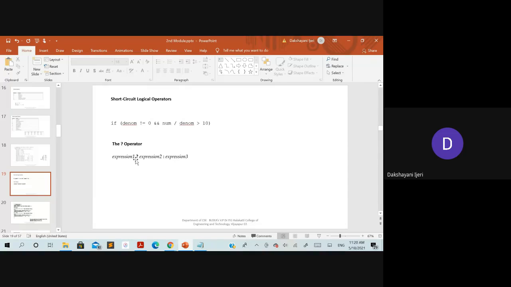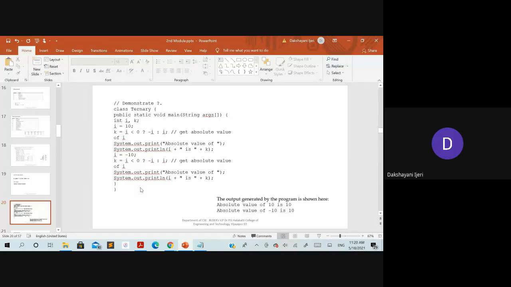So what this question mark will do here is, expression 1 is going to be the condition. If this condition is true, expression 2 will be executed. If expression 1 is false, directly the expression followed by the colon, expression 3, will be executed. That means the question mark will decide whether expression 2 has to be executed or expression 3 has to be executed based on the result of expression 1. Okay, so we'll see with an example with this program here.